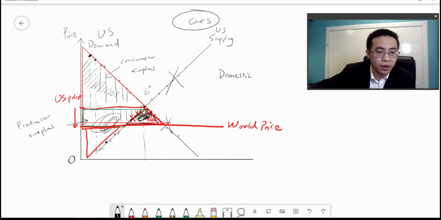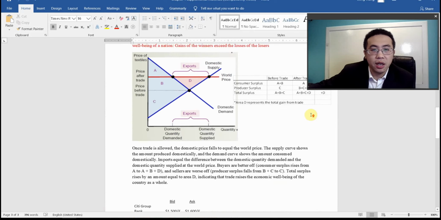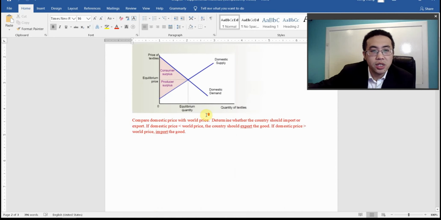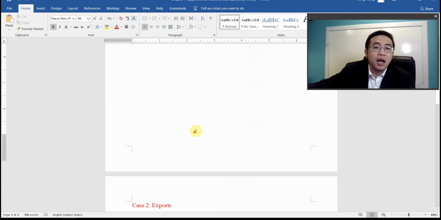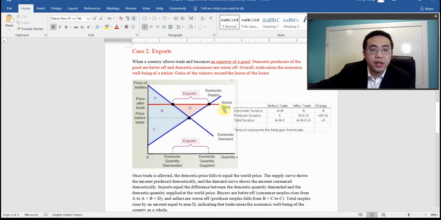And back to this Word file. So this could be tested in your exam. So this is the case when there's no trade. You should know the definition from your microeconomics class. And right here, you have export when the world price is higher than the domestic price. So this triangular area, called D, is the overall benefit to the economy. And D comes from the increase of domestic producer surplus, which is B plus D, this area, minus the reduction of consumer surplus in the US, which is B only. So D is the benefit.